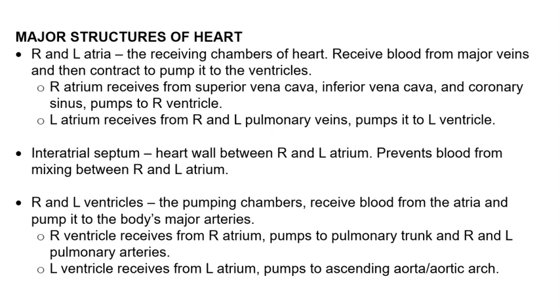We also have the right and the left ventricles, which are described as the pumping chambers of the heart, because these receive blood from their respective atria, and then they pump that blood into the body's major arteries. So the right ventricle receives blood from the right atrium, and when the right ventricle contracts, it pumps blood to the pulmonary trunk, which then goes to the right and left pulmonary arteries. The left ventricle will receive blood from the left atrium, and when the left ventricle contracts, it pumps blood to the ascending aorta, which leads into the aortic arch.